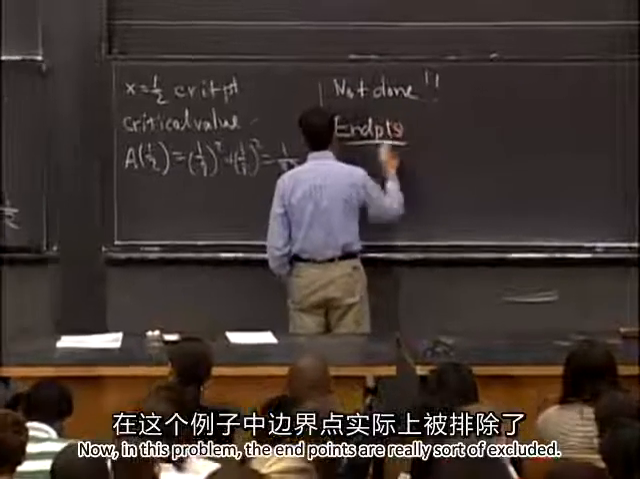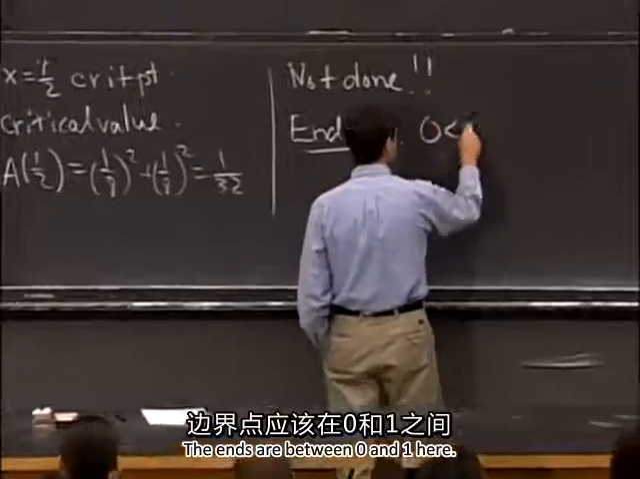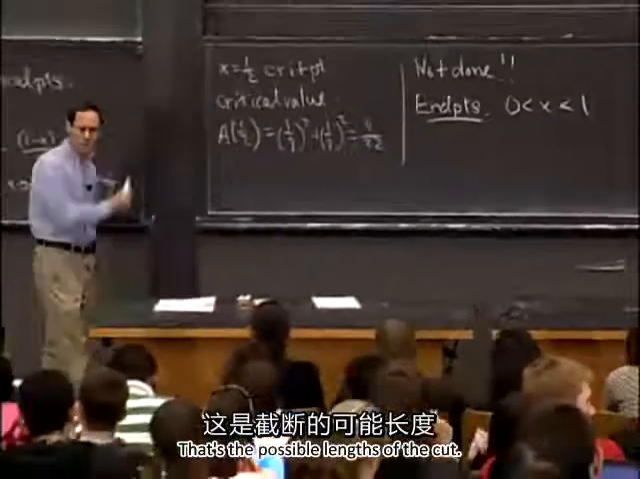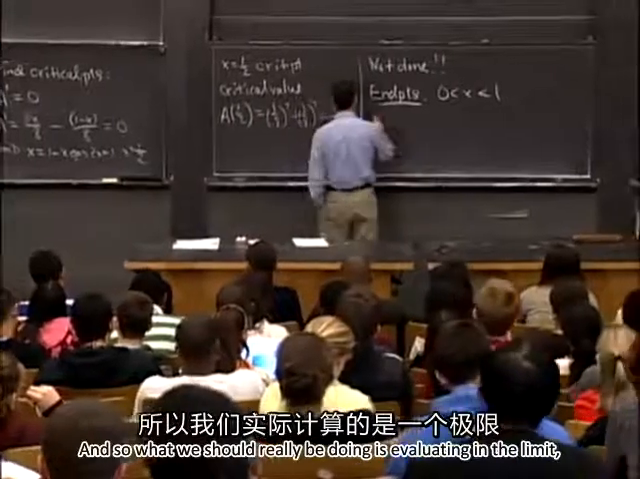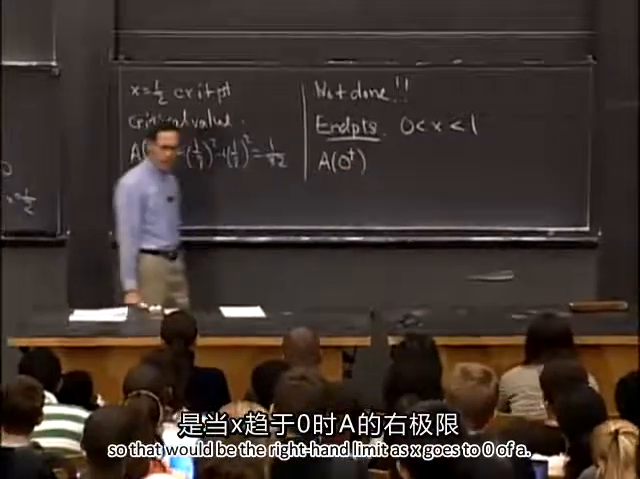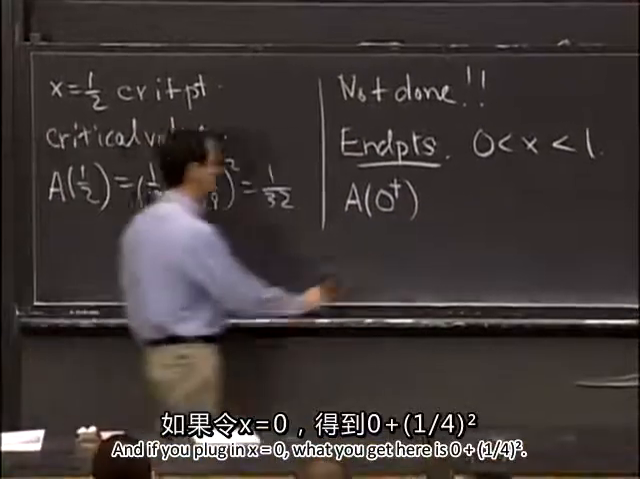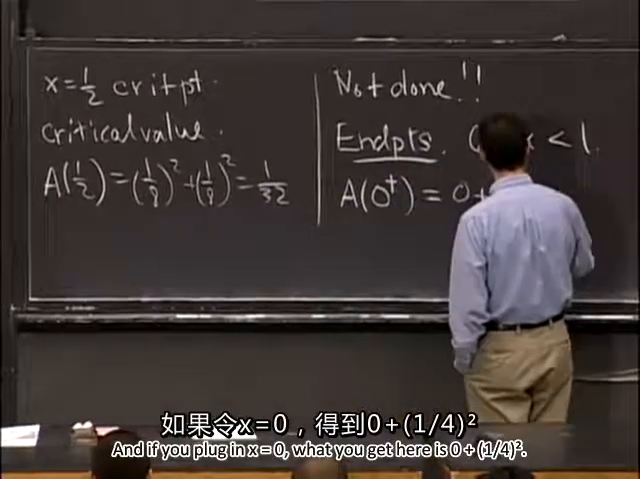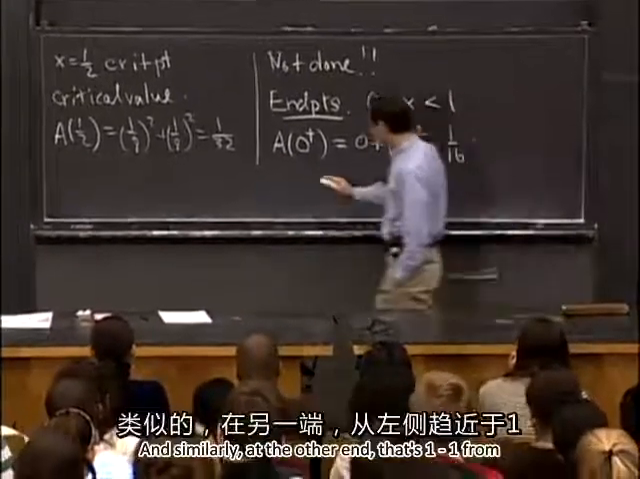Now, in this problem, the endpoints are really sort of excluded. The ends are between 0 and 1 here. That's the possible lengths of the cut. And so what we should really be doing is evaluating in the limit. So that would be the right-hand limit as x goes to 0 of A. And if you plug in x equals 0, what you get here is 0 plus (1/4) squared, which is 1/16.